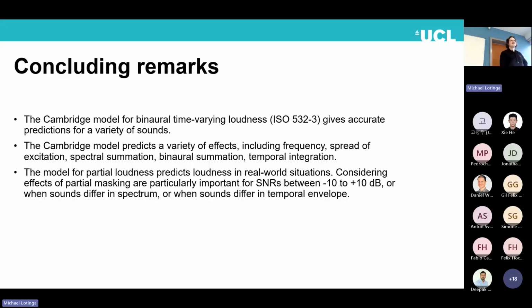I was just going to ask, you mentioned EEG, and I was just wondering what potential there is for using that to investigate loudness and develop it further, and also in terms of other sound qualities as well.